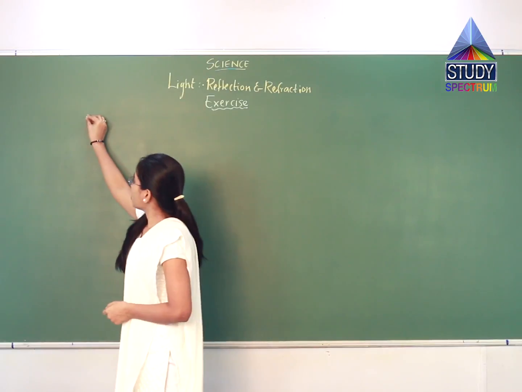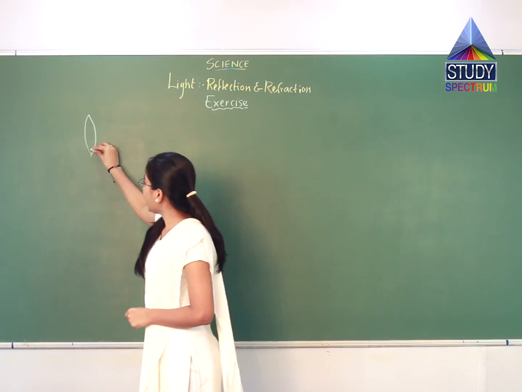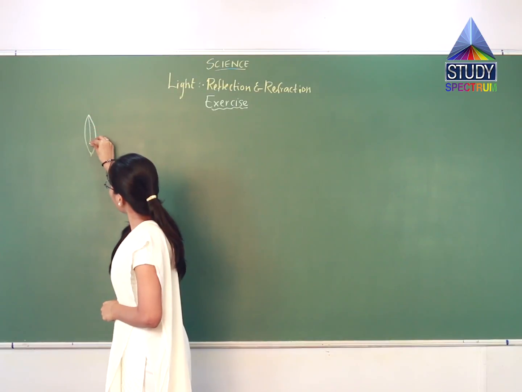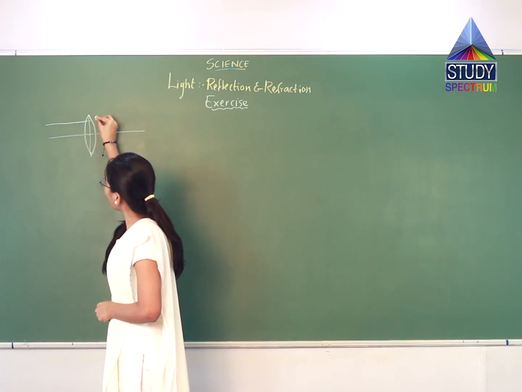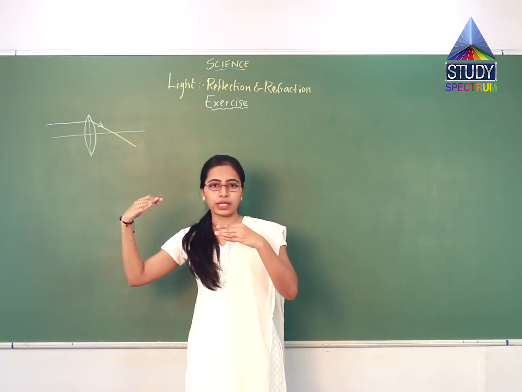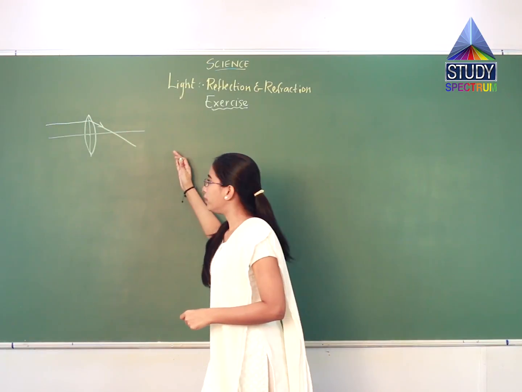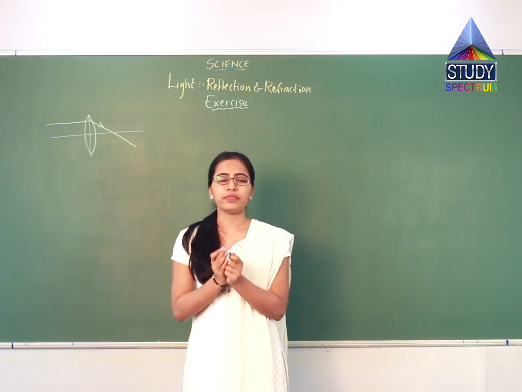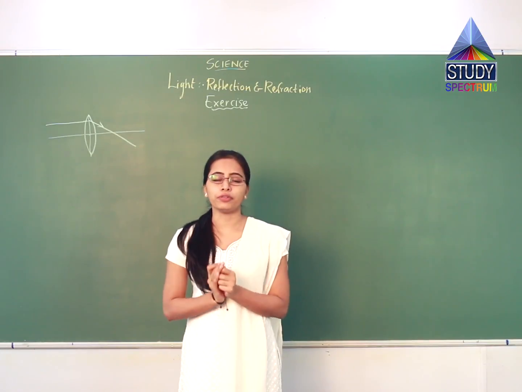Now suppose this is a lens. You must remember that we had drawn the ray diagram for lenses. Suppose this is the principal axis. Lenses allow the passage of light, meaning a light ray will come from one side, pass through the lens and come out on the other side. So definitely for making a lens we need transparent materials which will allow the passage of rays of light.